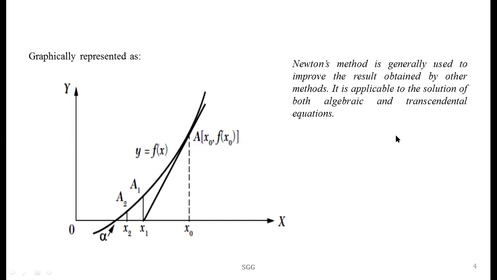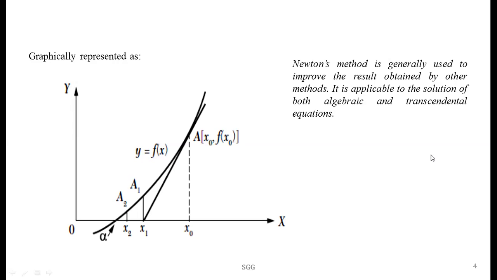Now, the Newton-Raphson method is generally used to improve the results obtained by other methods. So we have to determine the initial approximate root, and further we will improve this root value with the help of the Newton-Raphson method. It is applicable to the solution of both algebraic and transcendental equations. So these are some basic things about the Newton-Raphson method.